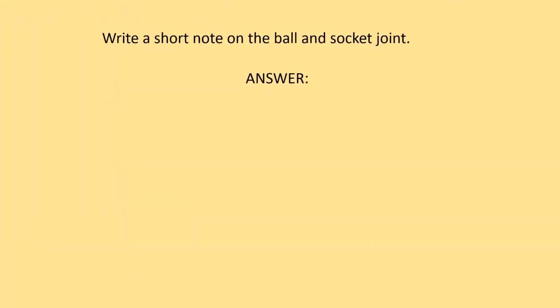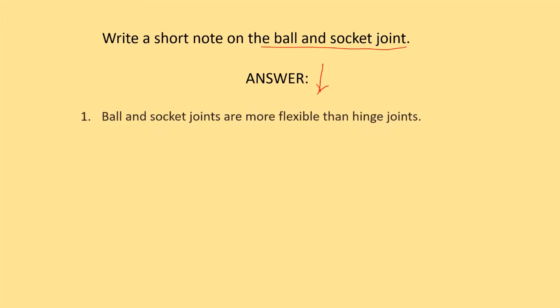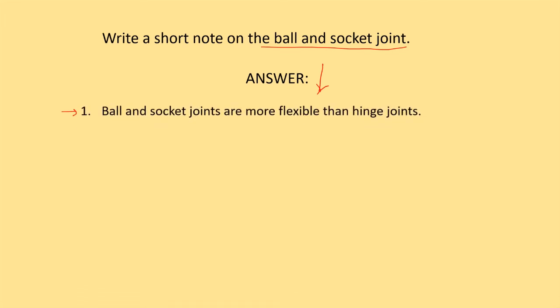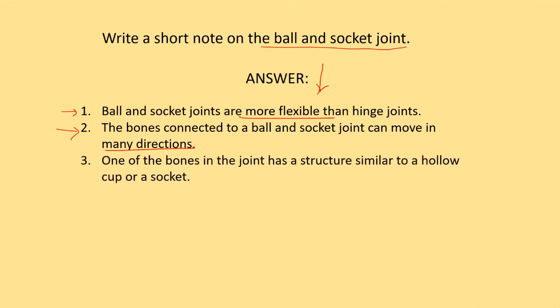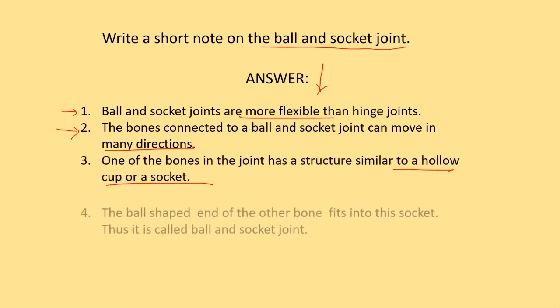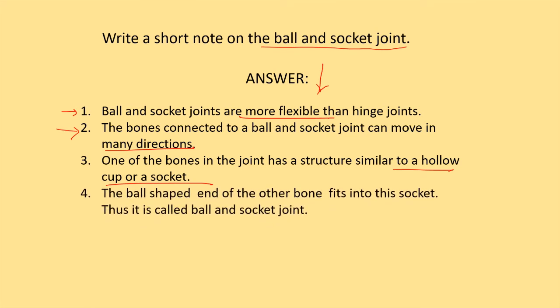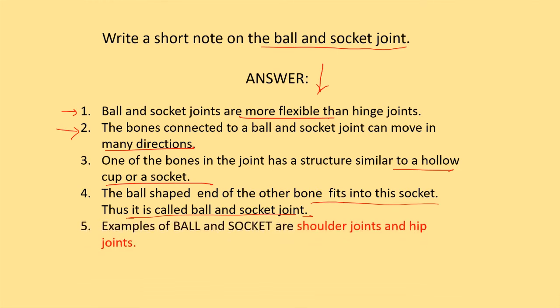What will you write in a short note on the ball and socket joint? You will say ball and socket joints are more flexible than hinge joints. The bones connected to a ball and socket joint can move in many directions. One of the bones in the joint has a structure similar to a hollow cup or a socket. The ball-shaped end of the other bone fits into the socket. Thus, it is called a ball and socket joint. Examples of ball and socket joints are shoulder joints and hip joints.